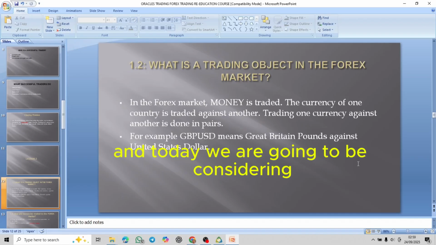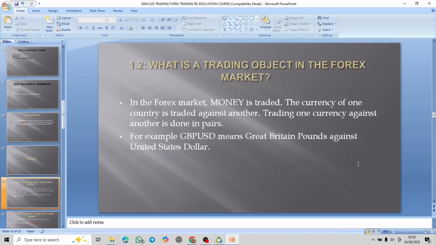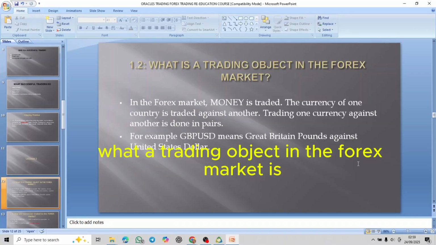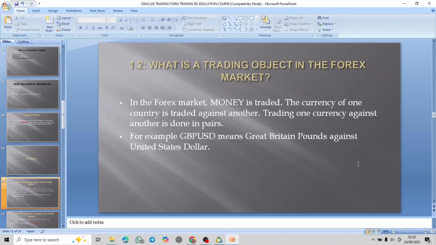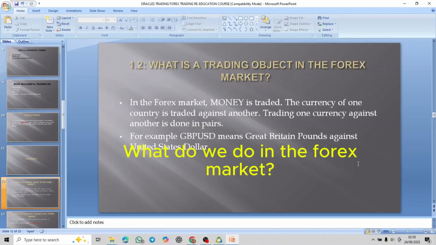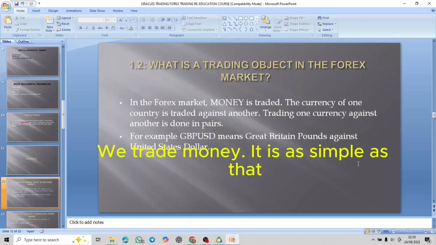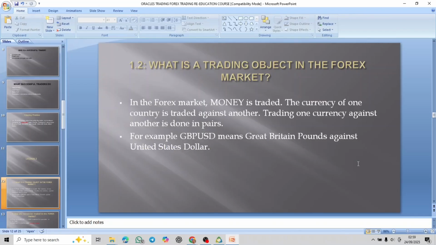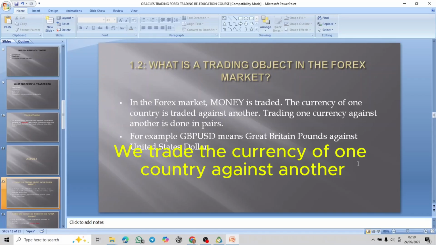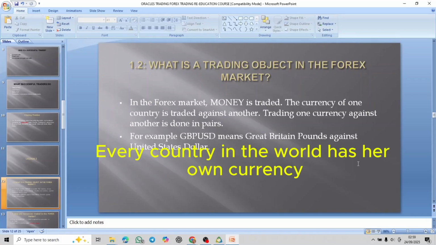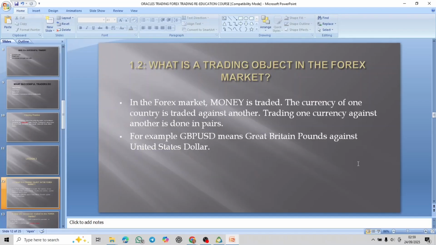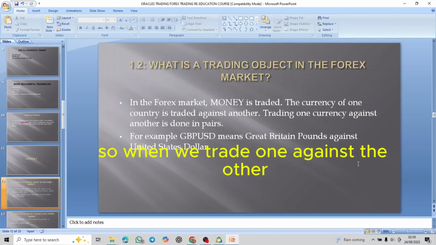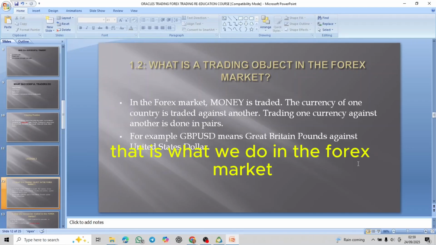And today we are going to be considering what a trading object in the Forex market is. What do we do in the Forex market? We trade money. It is as simple as that. We trade the currency of one country against another. Every country in the world has her own currency. So when we trade one against the other, that is what we do in the Forex market.